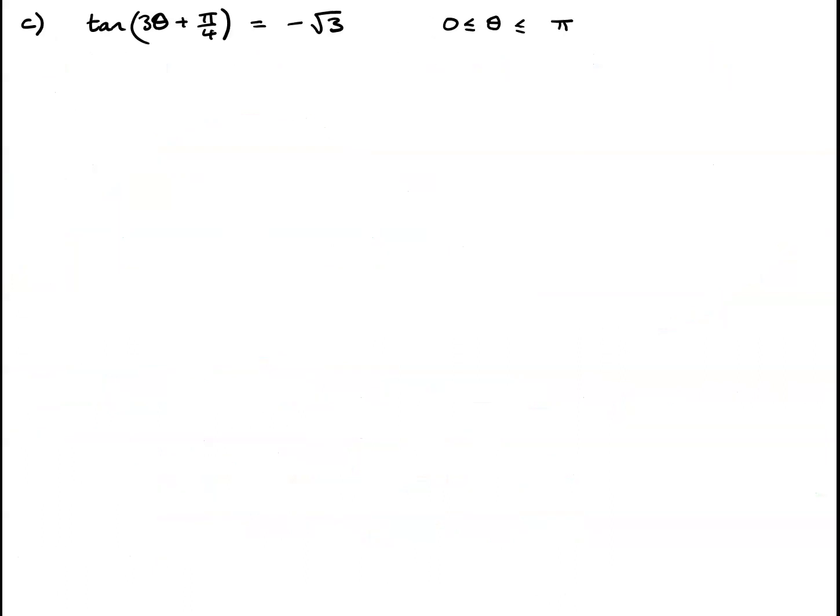Moving on to the third example, we've got tan of 3 theta plus pi by 4 must equal minus root 3, where the value theta can lie anywhere between 0 and pi. So again, we're going to do a little substitution. We're going to let z equal 3 theta plus pi by 4. The smallest value of theta we're allowed is 0. So the smallest value of z that we're interested in is going to be 3 times 0 plus pi by 4. In other words, pi by 4.